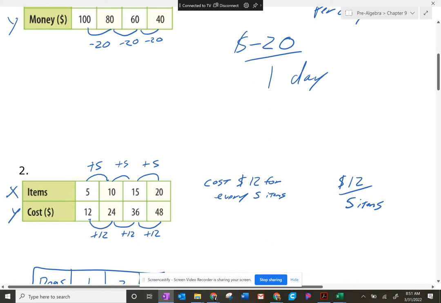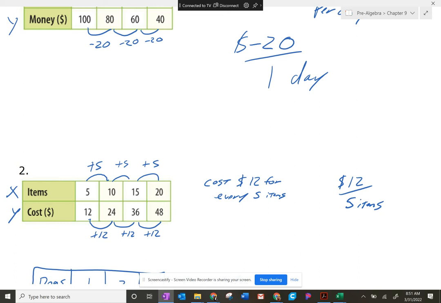However, I don't really like that. I want to try to figure out how much it costs per item. Per means what number has to be on the bottom? 1. So if it's $12 for 5 items, how can I figure out what it is for 1 item? Divide by 5. Yeah, divide both the top and the bottom by 5.